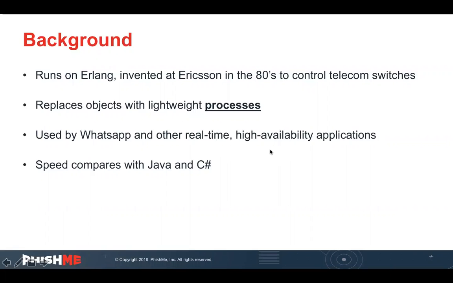Other major companies are using Erlang and Elixir to also provide either real-time features or in situations in which they need just high availability. The speed compares with Java and C#. I'm going to show you guys during this presentation that it is way faster than Ruby.